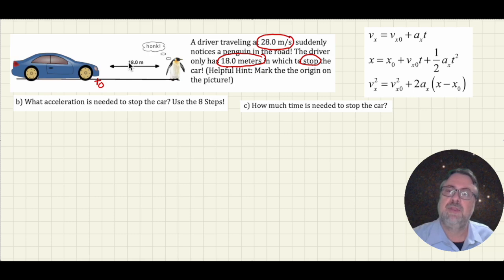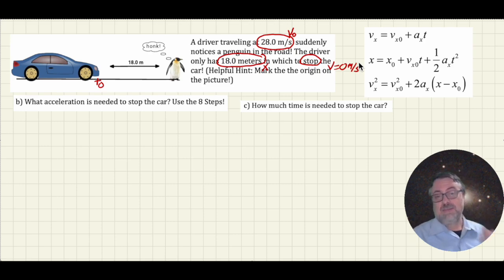That's important to know. So a driver traveling at 28 meters per second, the second step of the 8-step plan is assigning variables. So this should be V naught. 18 meters should be my variable X. And the fact that I'm stopping should tell me that the final velocity is equal to 0 meters per second.